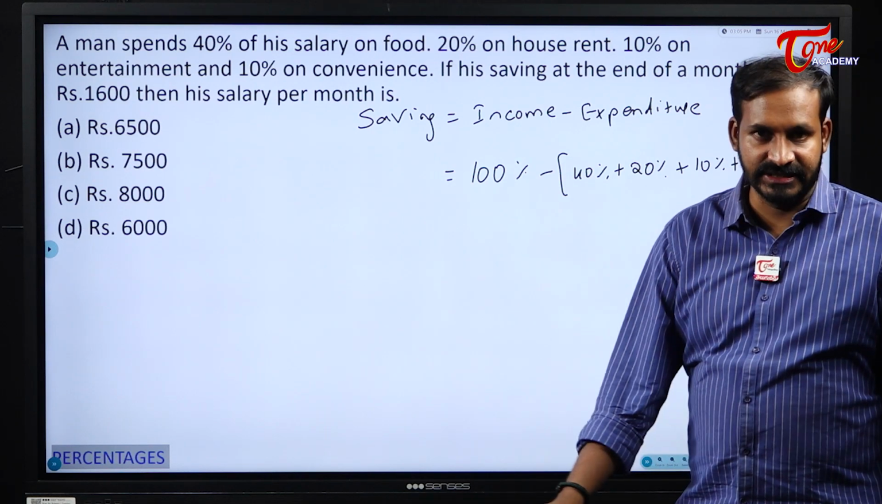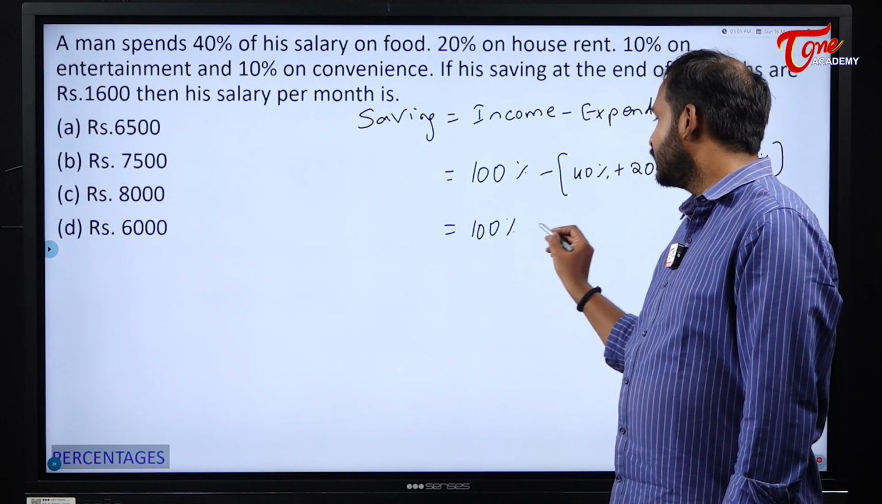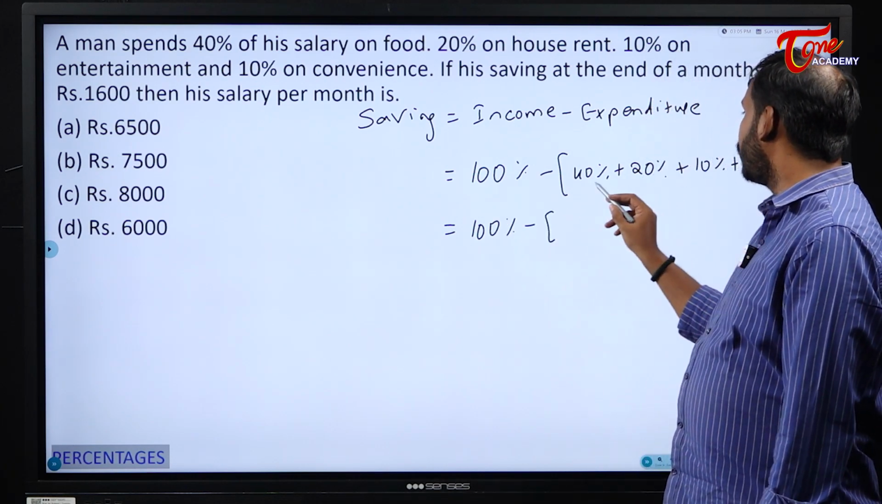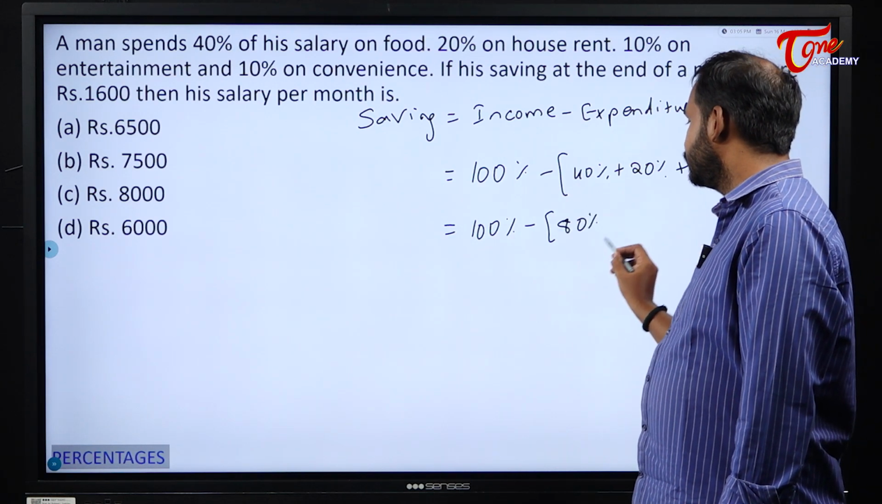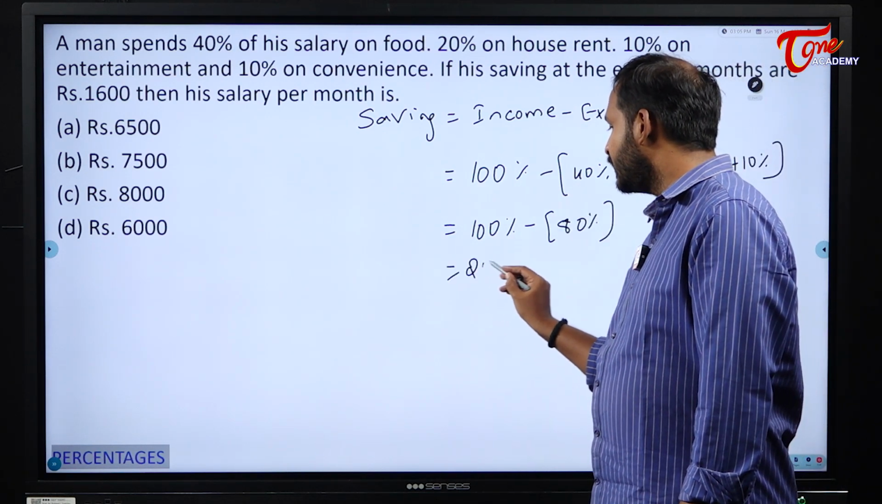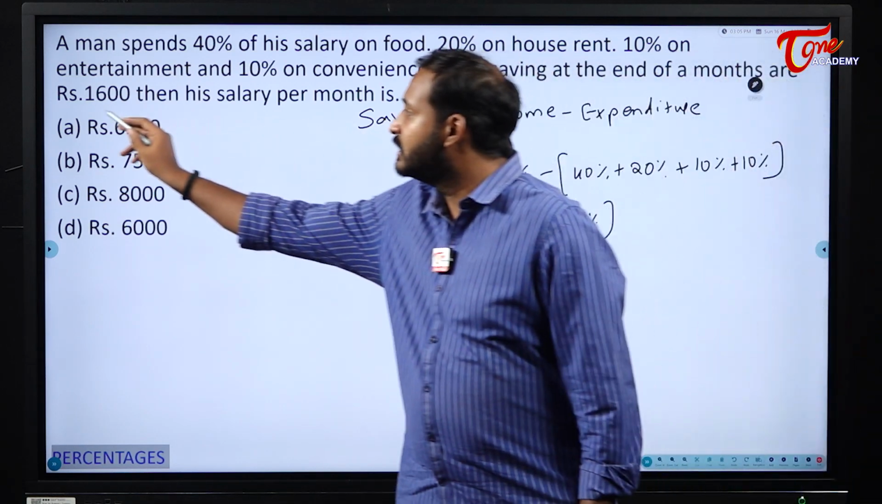Right, these are his expenditures. So, now what happens to this? 100% minus, when you add all these things, what will you get? 40 plus 20 is 60, 70, 80. So, 80%. So, his savings will be what? 20% of his income. According to the question, this savings was given as what?